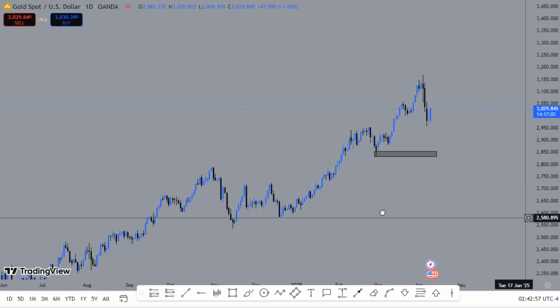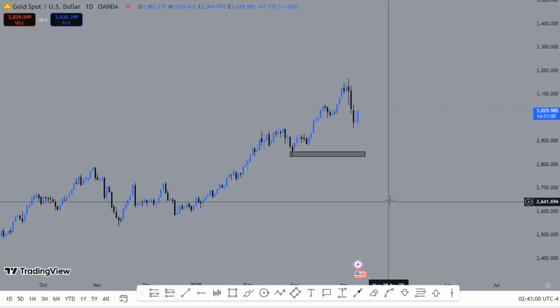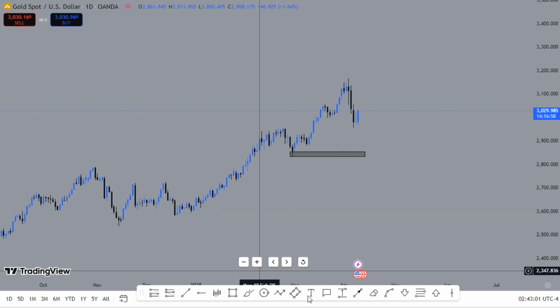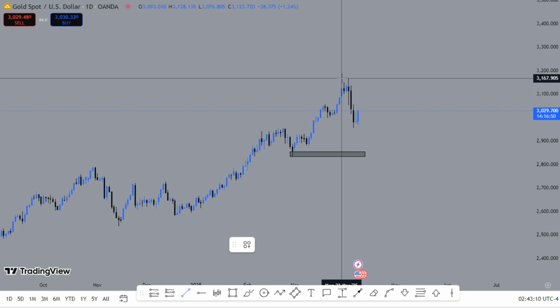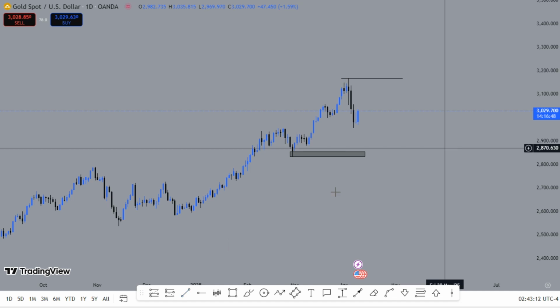The reason why I call it an impulse phase is I do wait for a pullback. Once I see the market giving me an impulse phase, I wait for a pullback and start looking for my entry position. So we see that this was the level where gold started having a pullback, right?